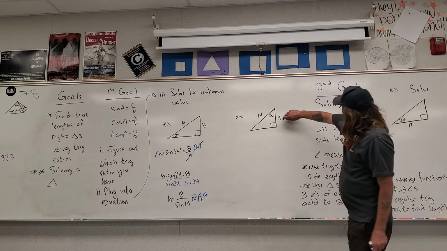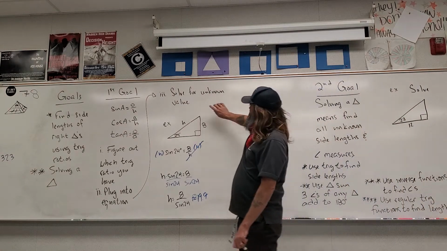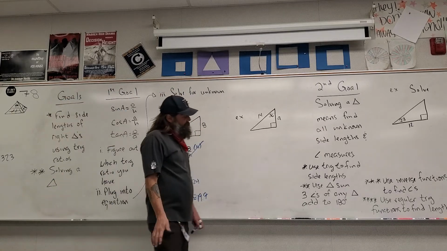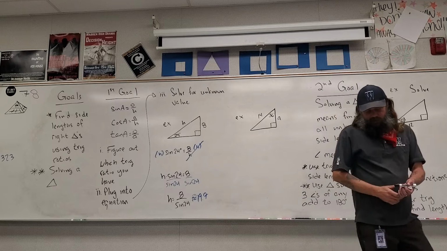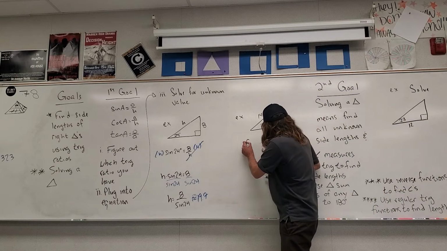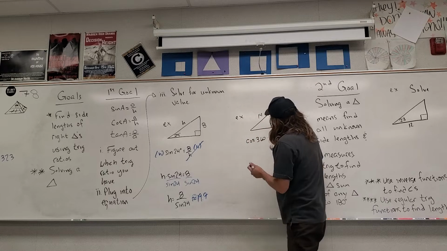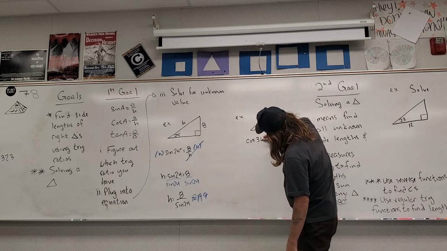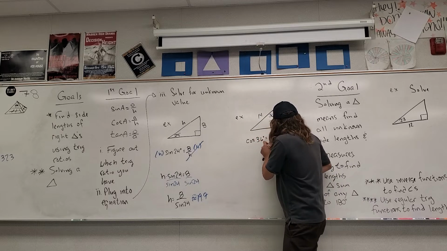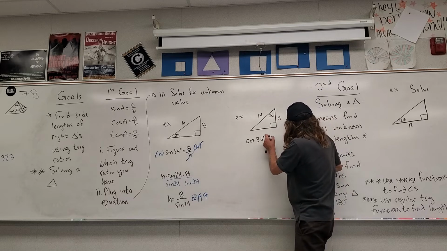I have my angle here that I know. I have a length next to it, and I have the hypotenuse. So that means I have cosine, and let's plug in what we can and figure out what we don't know. So I have cosine of 36 degrees, and that's equal to the adjacent length divided by the hypotenuse.